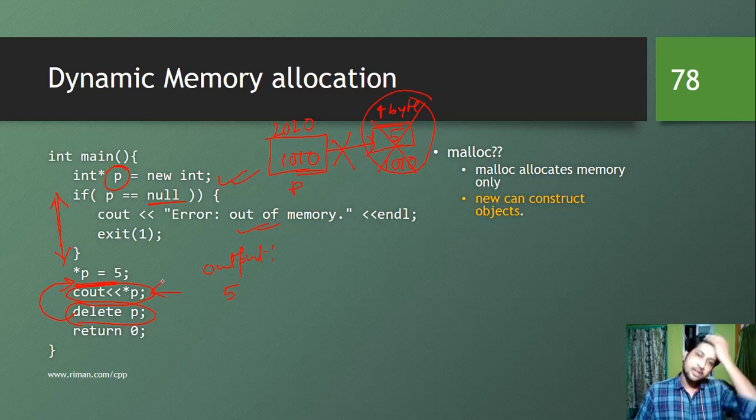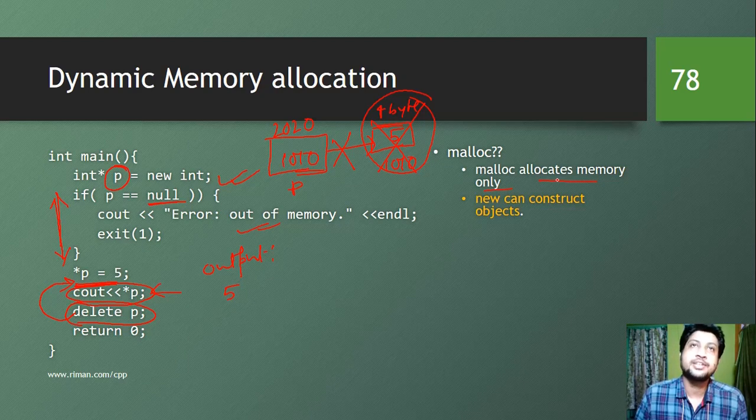So now what about malloc? Malloc allocates memory only. So malloc is still here. That means malloc is still supported by C++, but C++ actually encourages us to use the new operator because malloc can allocate only memory. It cannot distinguish between different objects or different data types.